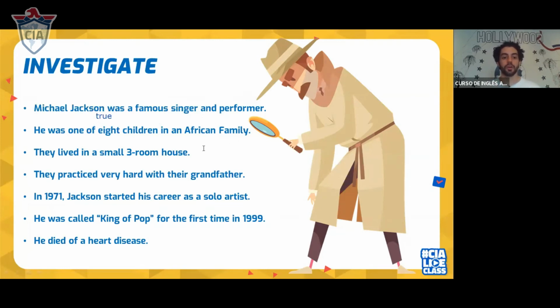Next one. He was one of 8 children in an African family. Is that true? False. Why is it false? Oh, he's one of 5. He was one of 5 children. And that's it? Was he from an African family?